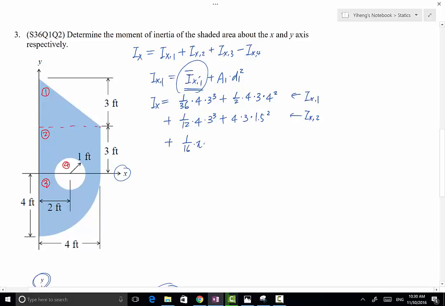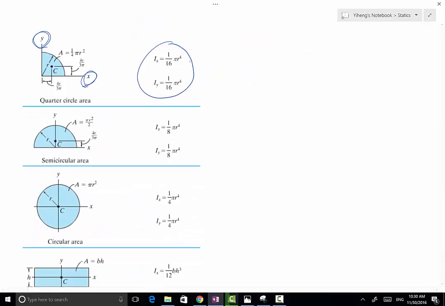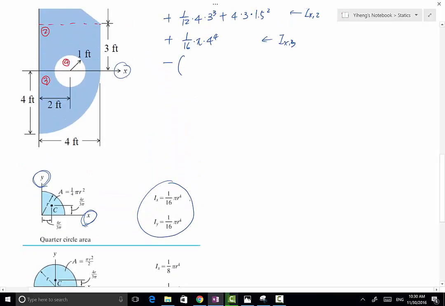1/16 times pi times the radius of the sphere, which is 4, raised to the 4th power. So this is already Ix3. The last one is a minus 1 because the area is negative. So in this case, we have this circle right here. If we look at this circular area, again, the equations are given with respect to the centroidal axes. But in this case, the x-axis is the centroidal axis for the negative circular area. Therefore, we can just use the equation directly again.